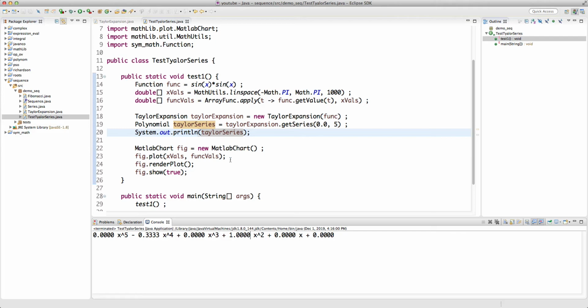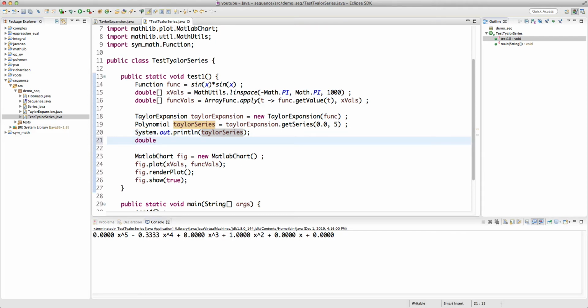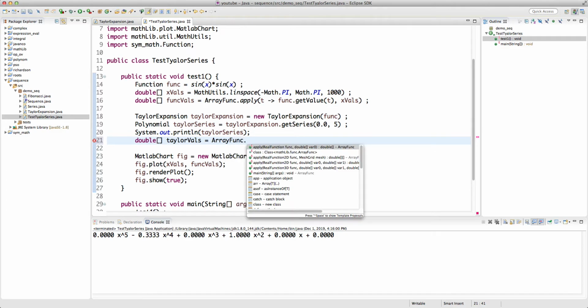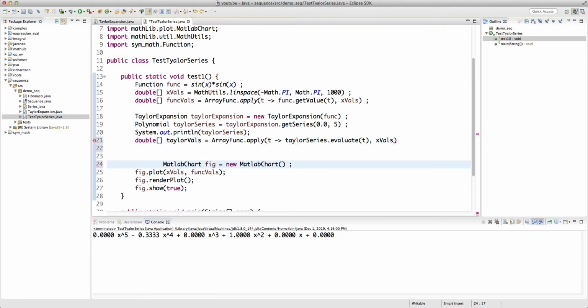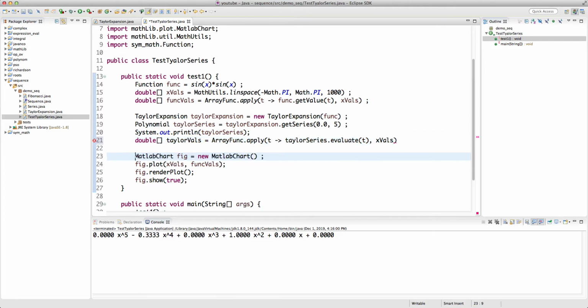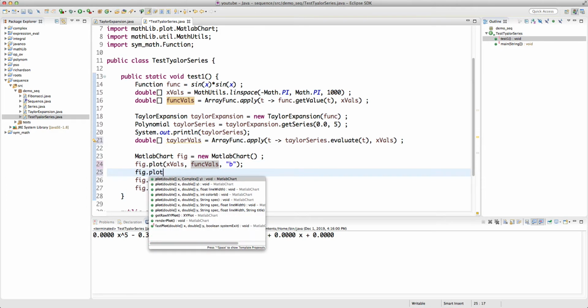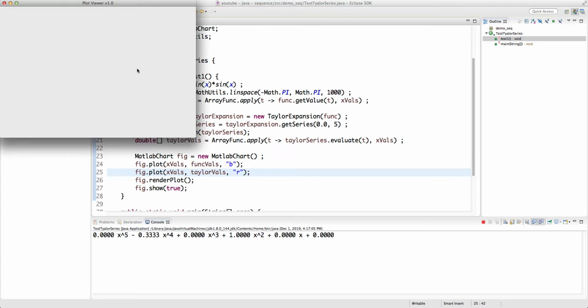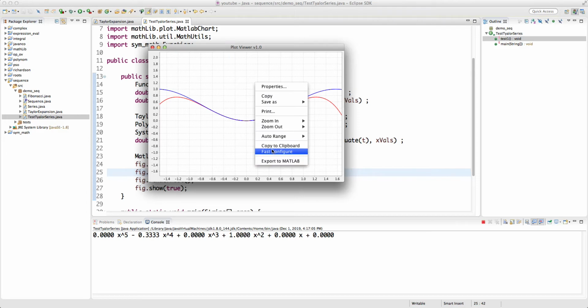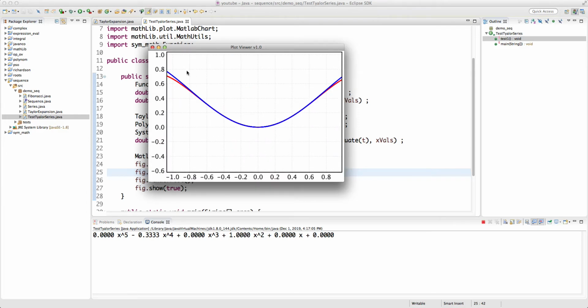And we can also plot this. So double Taylor vals, we're going to apply array function, apply t goes to Taylor series.evaluate at t, apply it to x vals. All right, and so I'm going to plot the function with color blue, fig.plot x vals and then Taylor vals with color red. Yeah, as you can see, the blue one is the function and the red one is the Taylor expansion, fifth order.